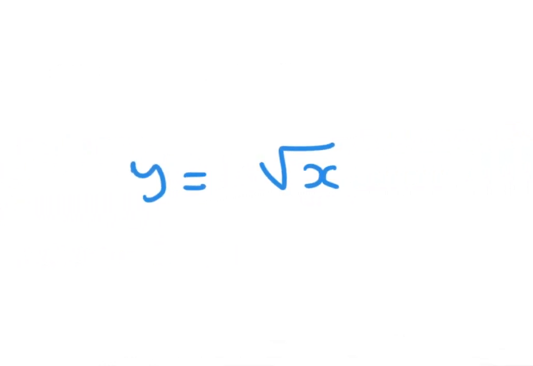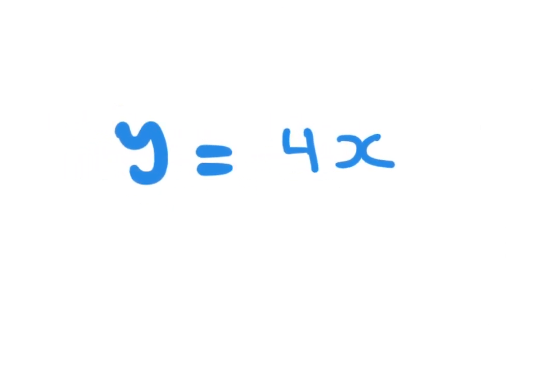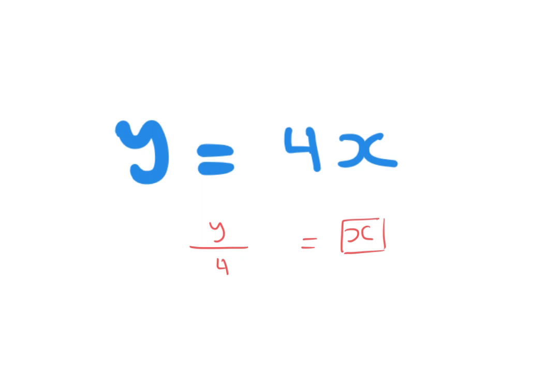Now what about if we have y equals 4x? How to make x the subject? Yes, Rafif? Since here it's multiplication, it goes to the other side by division. So y over 4. Because 4 times x, now x equals y divided by 4. So x equals y over 4. Now x is the subject, because x is on one side.